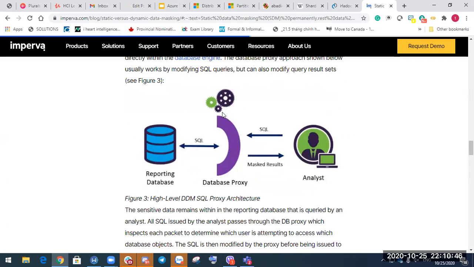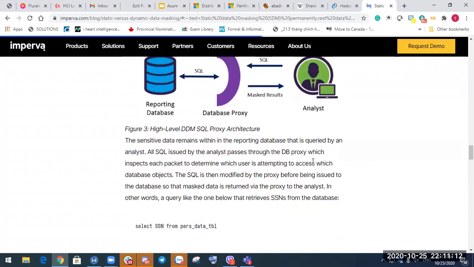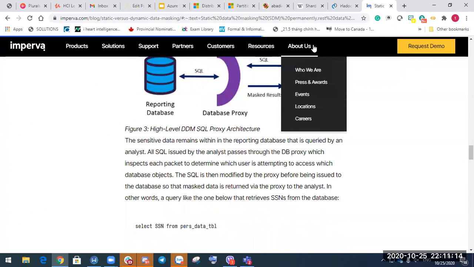And here is another example where you have the report database and you have the data proxies. The data here is not changed at all, but through this proxy, all of the sensitive data is masked. Once it reaches the analyst, they will never know your social security number, your date of birth, your name, anything like that. So these are the two concepts of information protection.